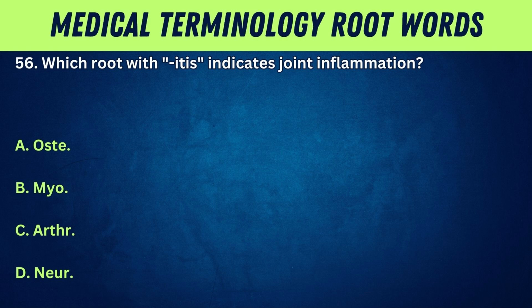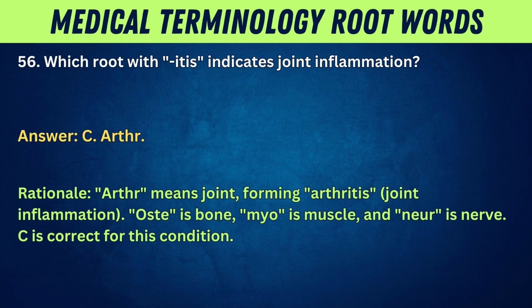56. Which root with itis indicates joint inflammation? A. Ost. B. Myo. C. Arthr. D. Neur. Answer: C. Arthr. Rationale: arthr means joint, forming arthritis, joint inflammation. Ost is bone, myo is muscle, and neur is nerve. C is correct for this condition.